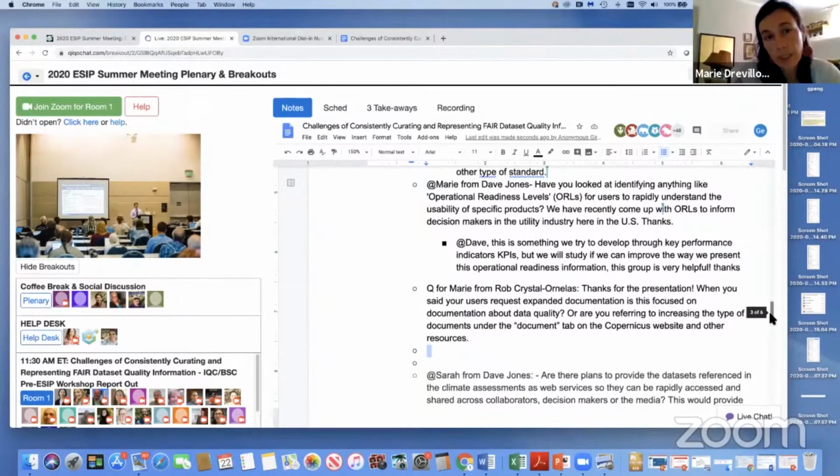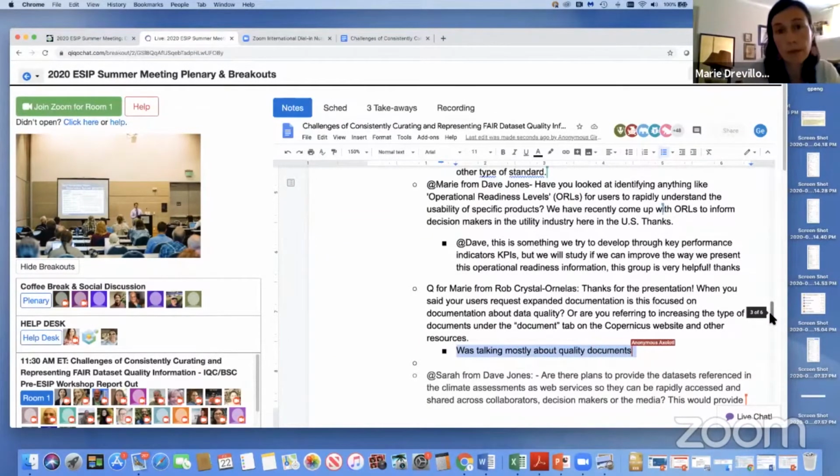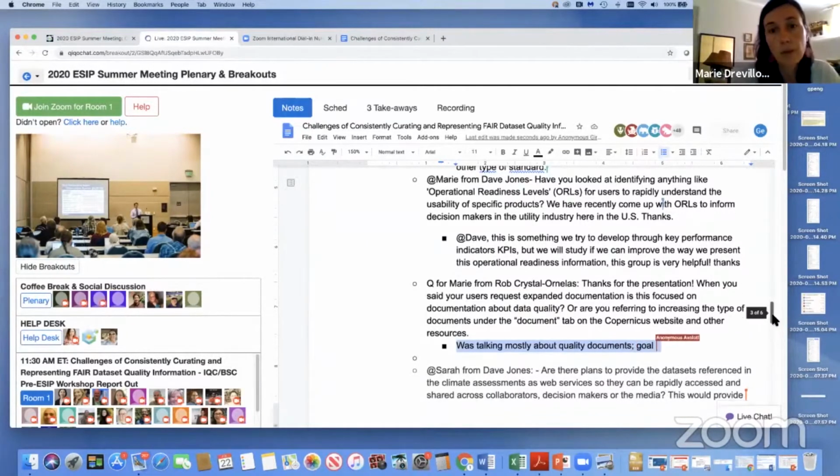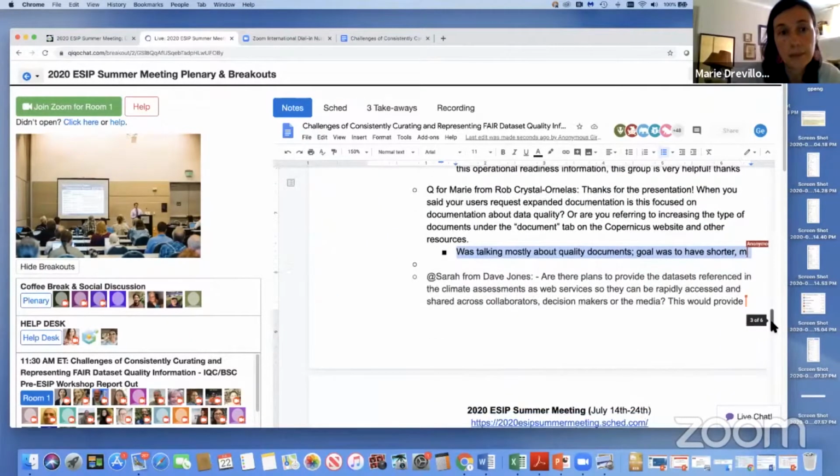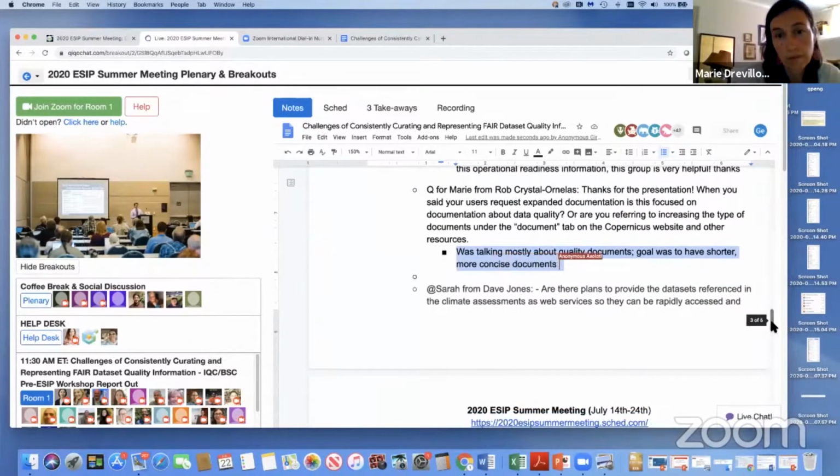I was talking mostly about the quality documents, and not really to expand them, but to make them more focused, to have maybe three short and focused documents, rather than one very big document where you can find everything. So to help the user find the information they need.